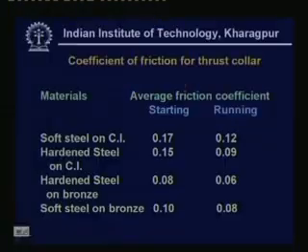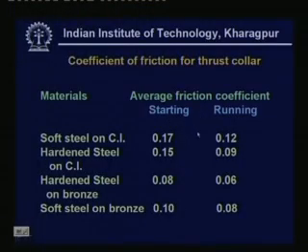Then one more thing in order to design is the coefficient of friction for thrust collar. Again the coefficient of friction depends upon the material of contact, that is whether steel or cast iron, or hardened steel on cast iron, hardened steel on bronze, etc. You will see the starting coefficient of friction, that is the static coefficient of friction, is quite higher than that of the running, that is the kinetic coefficient of friction, that is very much known to you.